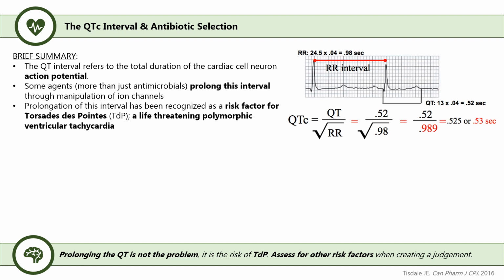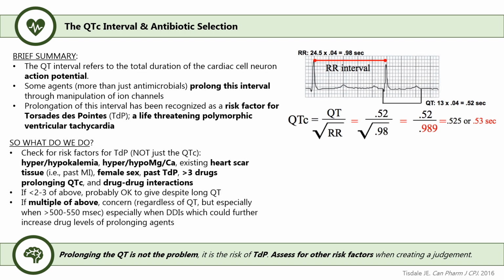However, just because these agents will prolong the QT does not mean the patient will go into TdP. As the prescribing or assessing clinician, if you are considering this as a problem, you should be assessing for all of the risk factors for TdP, which have been identified as hypokalemia, hypomagnesemia, or hypocalcemia, pre-existing heart scar tissue, for example, past MI, female sex, and multiple QT prolonging agents in particular, with a presence of drug-drug interactions which may be exacerbating these QT prolongations. If your patient has less than 2 or 3 of these risk factors, it is probably okay to give these agents, especially for short courses, despite a prolonged QT.